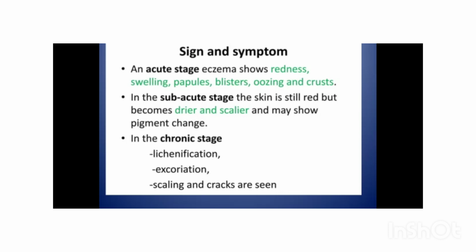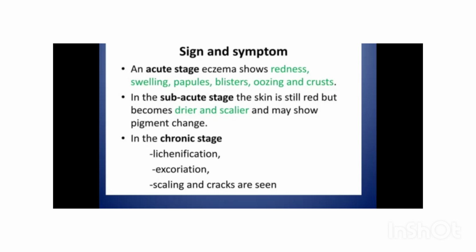In the subacute stage, that is the second stage, the skin is still red but becomes drier and scalier and may show some pigment change. Scaling means loss of the upper layer of the skin. The layer of the skin will be peeled off, so we call this a scaly appearance. So in the subacute stage, we can see dryness and scaliness.